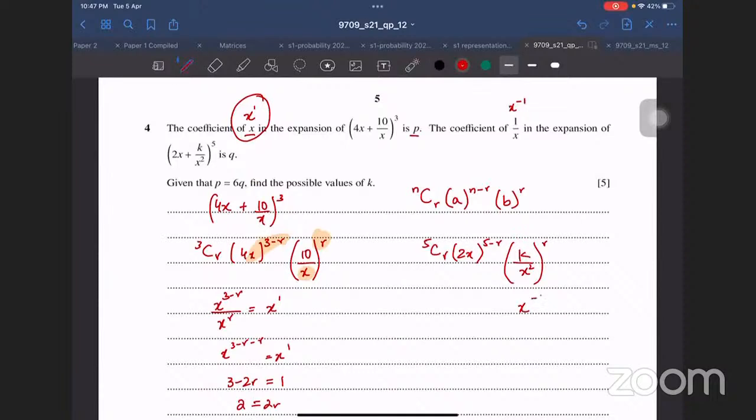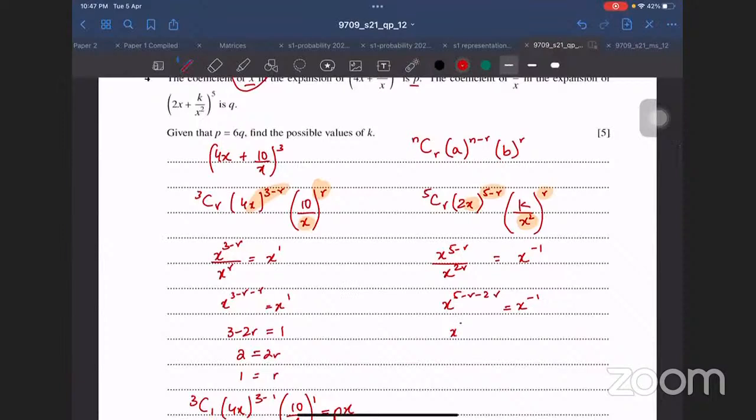I am looking at x power -1. तो मैंने कहा कि मेरे पास x की क्या क्या पावर्स हैं? x पावर 5 - r है और डिनोमिनेटर में x पावर 2r है। So I get what? x power 5 - r minus 2r should equal x power -1. ये बना x power 5 - 3r equals to x power -1. 5 - 3r should equal -1. 3r should equal 6 and r should equal 2.